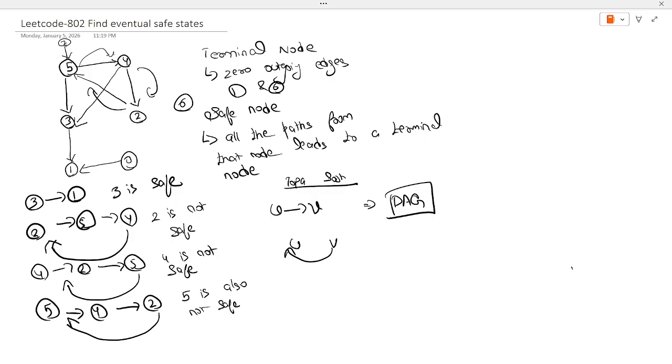It will also exclude those nodes which are connected to a cyclic node in the graph, which means Kahn's algorithm excludes all those nodes in the final topological order that form a cycle in the graph, or the nodes which are connected to a cyclic node in the graph. Therefore, we can use Kahn's algorithm to find the eventual safe nodes in a graph.